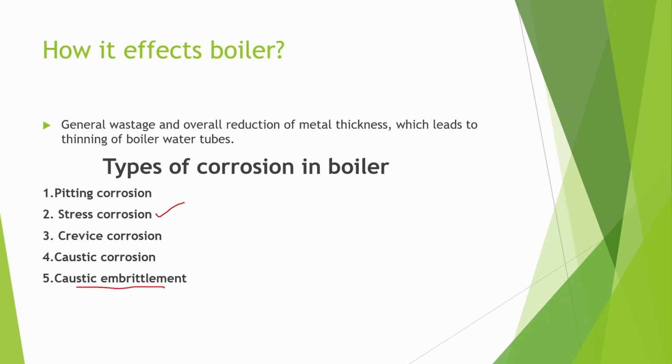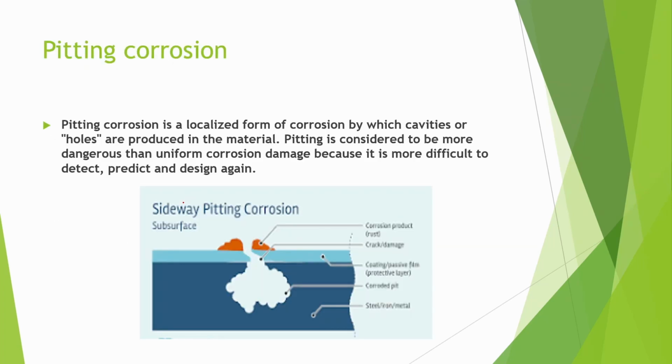So, pitting corrosion. What is pitting corrosion? Pitting corrosion is a localized form of corrosion. So if somebody asks you what is pitting corrosion, that is the word that they want to listen, that it is a localized form of corrosion.